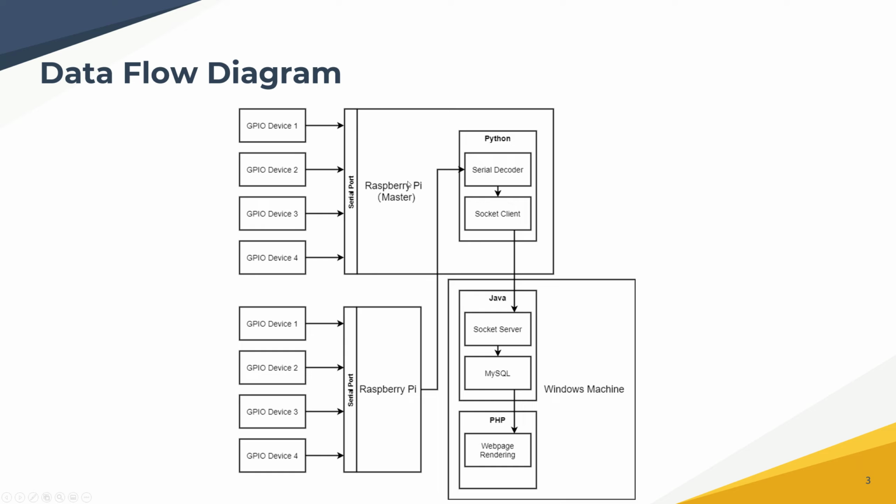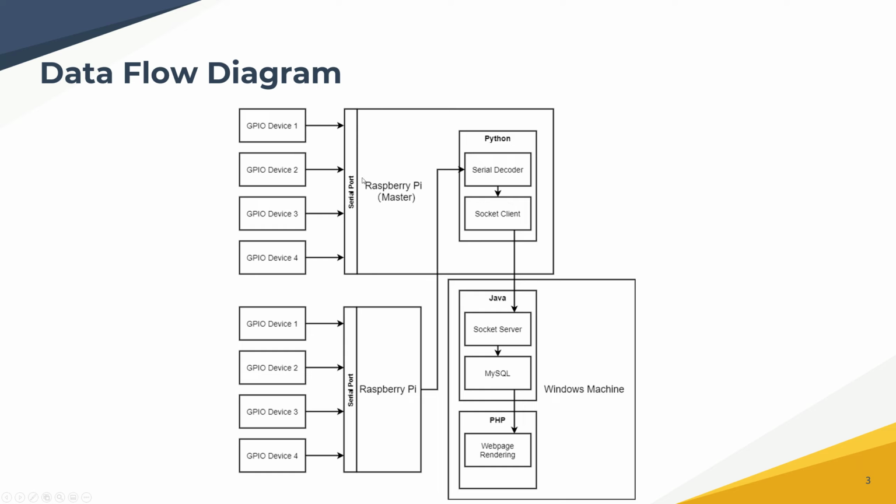And then once we receive the data from the sensors, we first use the serial decoder to decode those data and transmit them into the socket client. And then we send the data through the socket client to a Java program as the socket server, and it will receive the data and send them into the MySQL database. And we're going to do the web page rendering, so they pick the data from the MySQL database.